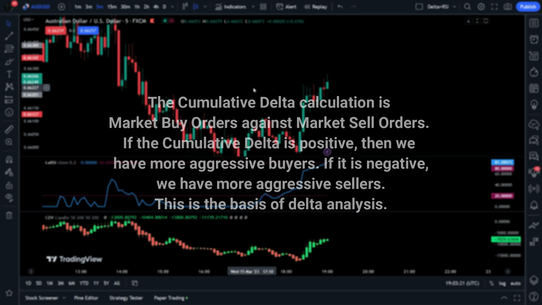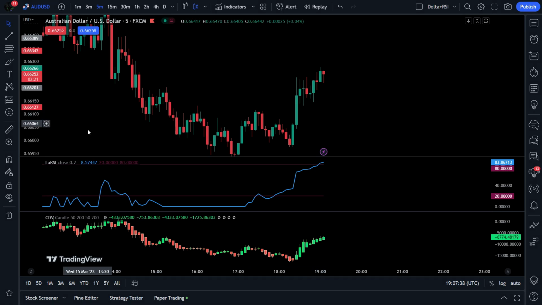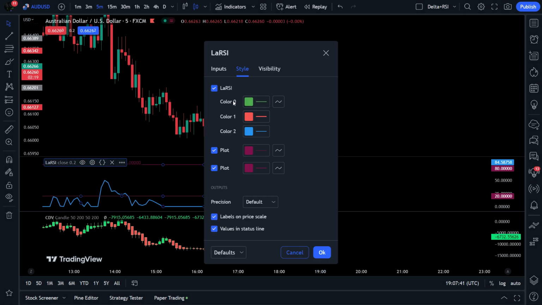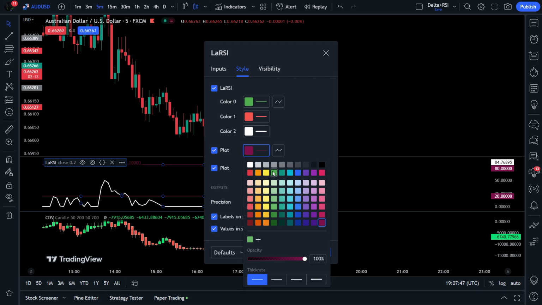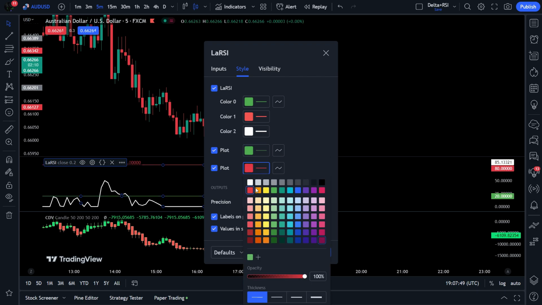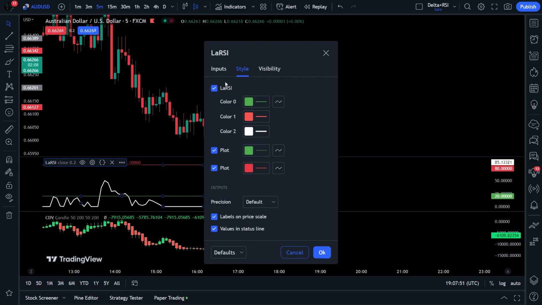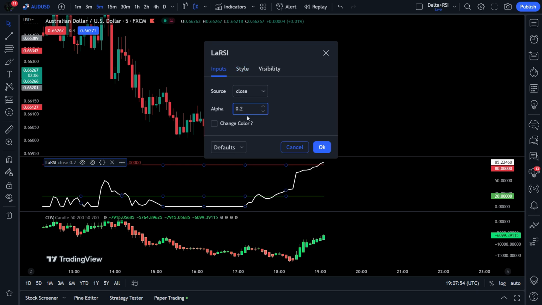Now that we have put our indicators on the chart, let's change some settings. First, head over to the Laguerre RSI settings and go to Style. Let's change the RSI Color 2 option to white. Once we have done that, let's change our first plot to green, and our second plot to red. Next, head into Inputs and change the alpha to 0.3.